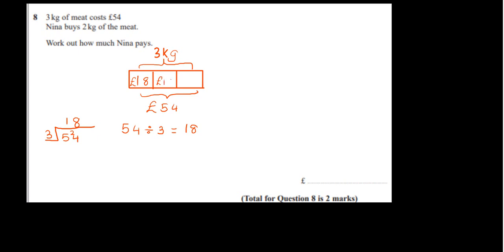Very expensive meat. Okay. Then Nina buys 2 of them, so you do 18 pounds times 2, which is 36 pounds. And you could do this by short multiplication if you want, right? But just by doing 18 times 2, 2 times 8 is 16, carry the 1, 2 times 1 is 2, add 1 is 3. Okay, moving on to the next question.